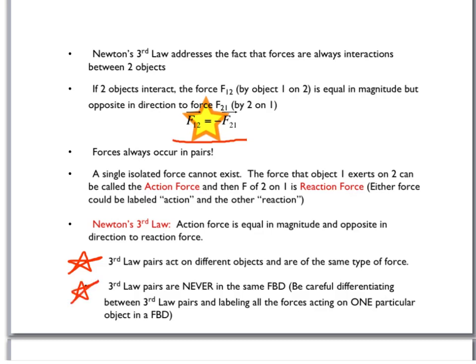Hint number 2 is that third law force pairs will never ever end up in the same free body diagram. I could draw a free body diagram of my hand and show the force of the desk pushing on it, or I could draw a free body diagram of the desk and show the force of the hand pushing on it. In either case, those would be two different diagrams, one for the hand and one for the desk. Be careful about differentiating between third law pairs and the idea of labeling all the forces on a single object with that free body diagram. Third law pairs will always be in two separate diagrams. If you remember these two things, they will definitely help you in identifying third law pairs.